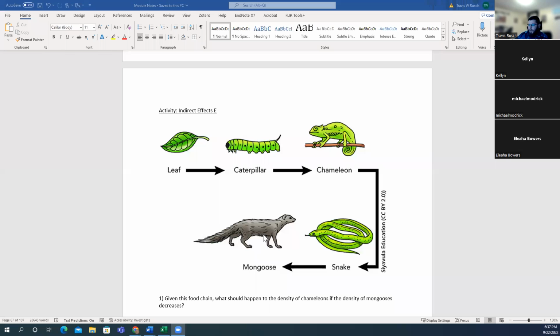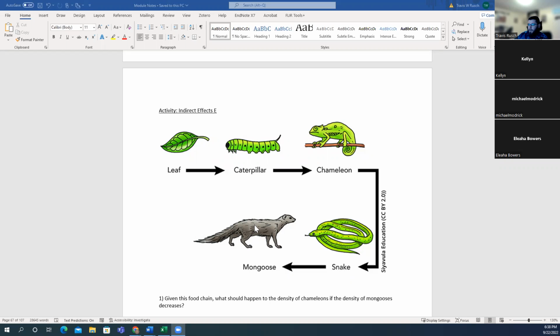Okay, so another way that it presents changes in density and species interactions is through one of these types of relationships where you have multiple species and it shows what is the predator, right? The caterpillar eats the leaf, the chameleon eats the caterpillar, the snake eats the chameleon, and the mongoose eats the snake, right? So it might get a question that says, given this food chain, what would happen to the density of chameleons if the density of mongooses decreases, right?